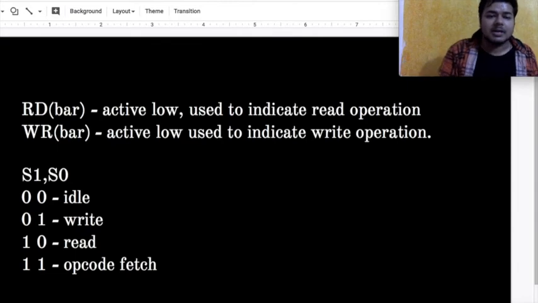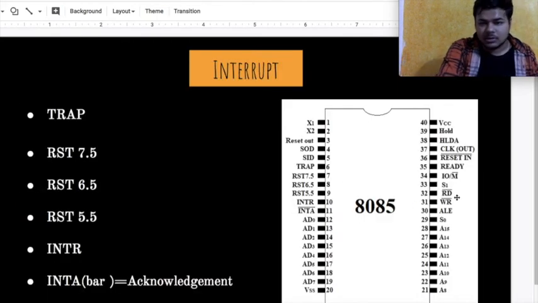Now the read bar and the write bar. These are also active low signals. When read bar is 0, it means the microprocessor is performing a read operation, and when write bar is 0, it means it is performing a write operation. This is read bar and write bar.